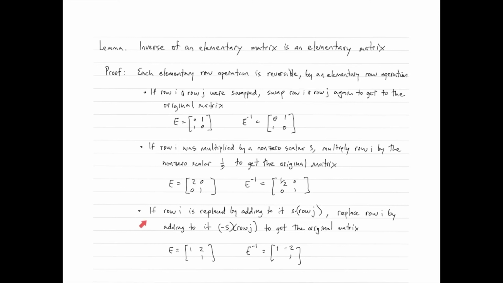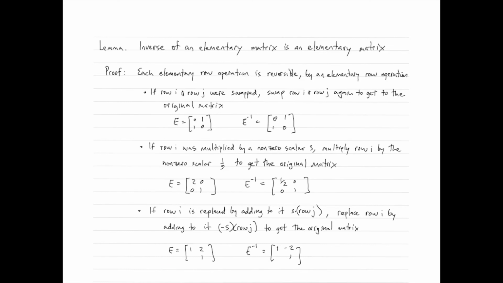And then finally, if the elementary matrix you started off with is formed by taking row i and replacing it by adding to it a multiple s of row j, then you can get back to the original matrix by taking our new row i and adding to it negative s times row j. Basically, you're just subtracting off the part you previously added, and that will give you your original matrix.